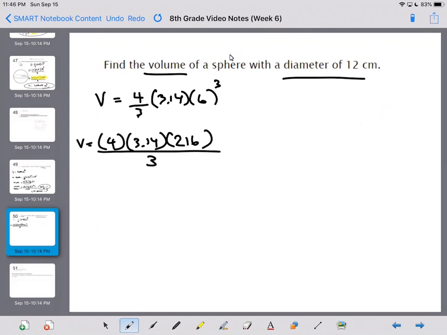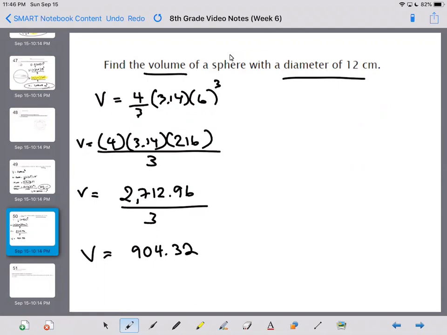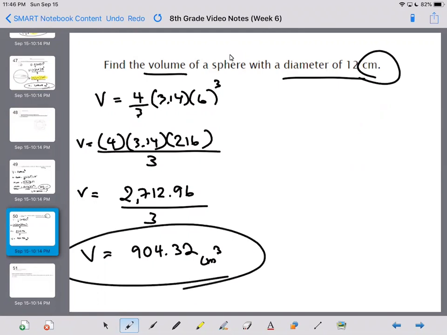So if I take 216, multiply it by 3.14, hit equal, and then multiply by 4, I'm going to get 2,712.96. But then I want to divide all that by 3. So I'm just going to hit divide by 3 on my calculator, and my volume is going to be about 904.32 cubic centimeters, approximately, because we're using pi as 3.14.